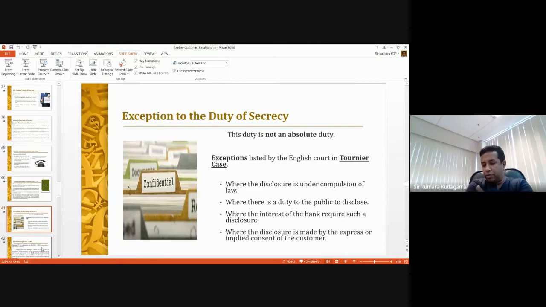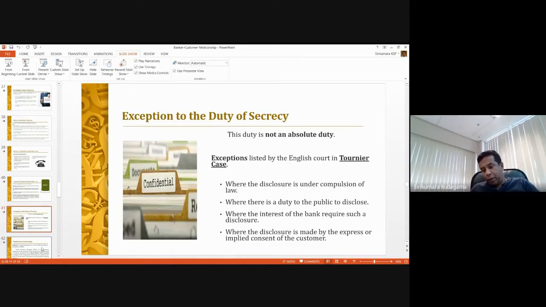I'm not going to describe these four elements of exceptions because I'll go into details with regard to the present context, that is the Banking Act. And where there is a duty to the public to disclose. That is what the case mentioned. If the bank has a duty to the public to disclose some information, it would disclose. Where the interest of the bank requires such a disclosure, probably there are circumstances where the bank has to disclose certain information in its own interest. That kind of situation is also covered in Turnier's case as a permissible point where information can be divulged.